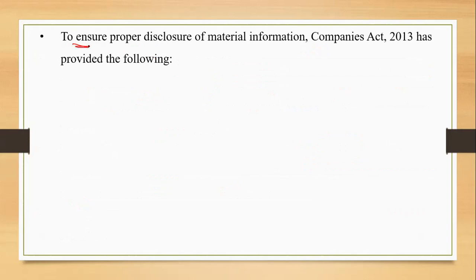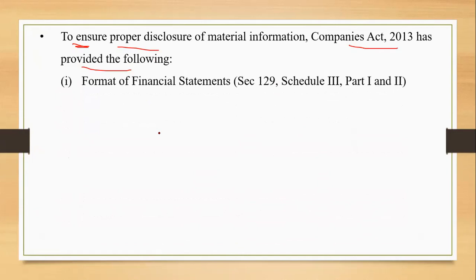To ensure proper disclosure, the Companies Act 2013 has provided the following. It is a kind of compulsion, mandatory for companies to disclose these reports and statements in a proper format, and all should be there in the annual report. Number one is the format of financial statements, which includes the statement of P&L and the balance sheet. Next is the cash flow statement. For some years now, it has also been compulsory for companies to present it in their annual report.